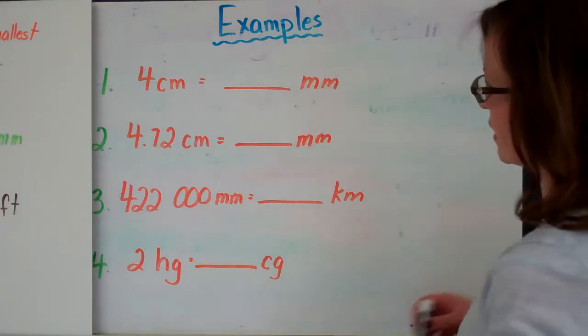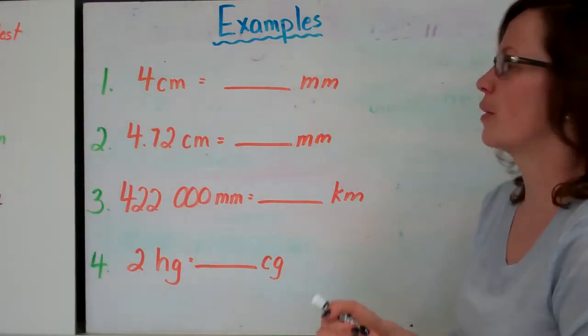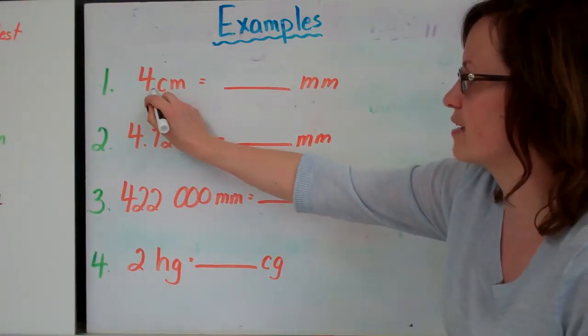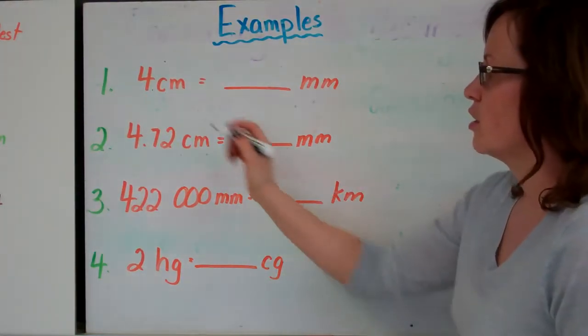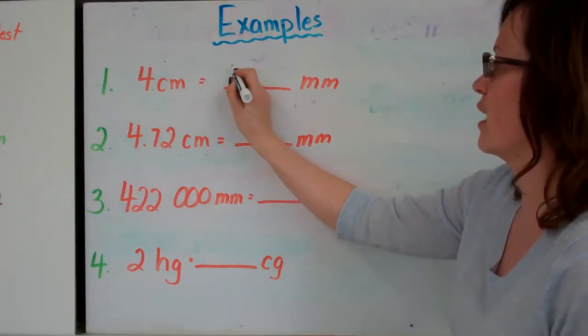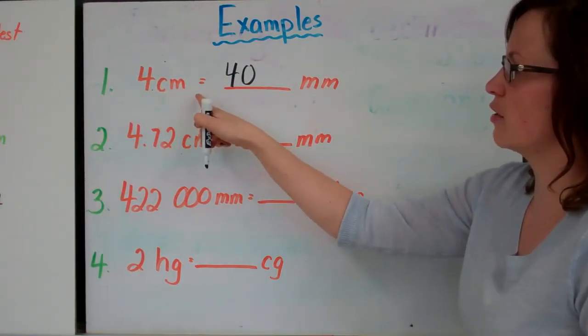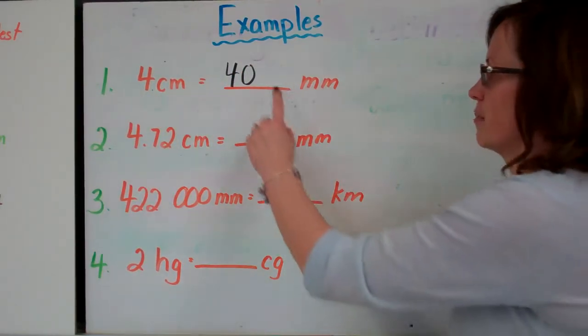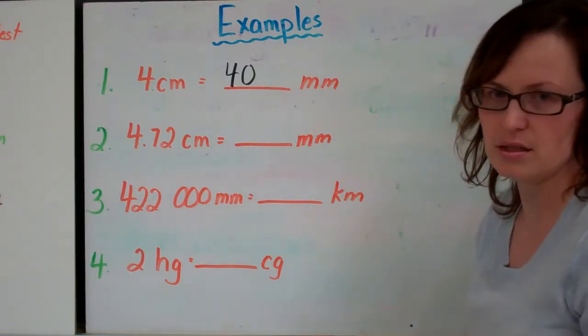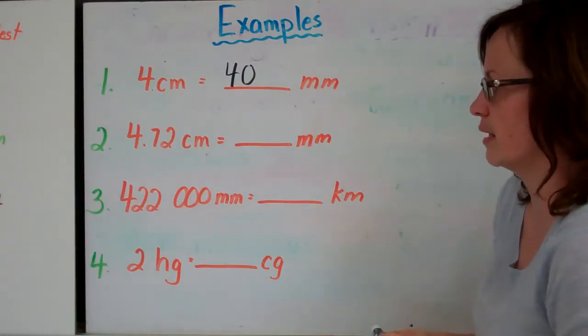So then I need to find my decimal. And it's a whole number, so I know that my decimal is to the right of the last whole number, so I know it's right there. So I'm going to move it 1 space to the right. So it becomes, 4 centimeters equals 40 millimeters. My decimal would be right here, but I don't need to put it there to hold the place.